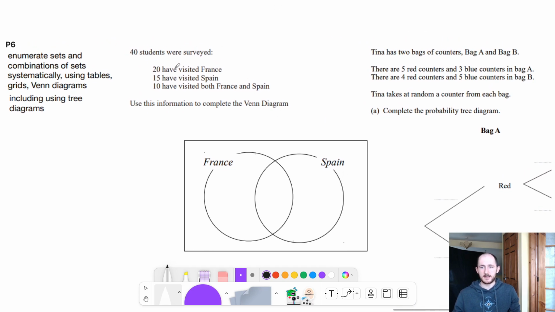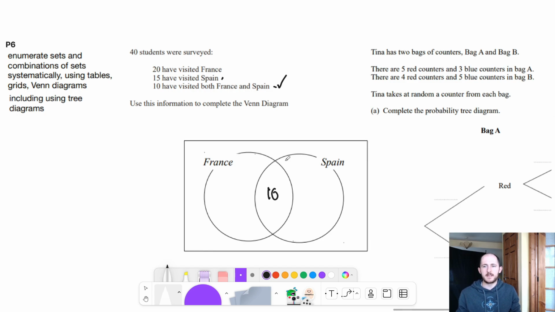40 students were surveyed. 20 visited France, 15 visited Spain, 10 have visited both France and Spain. Complete the Venn diagram. So here's what I do. I always start from the last piece of information, which is the overlap. So if there's 3 things, it will say 10 have visited France, Spain, and Germany, or whatever. So that gives me 10 in the overlap. So I've used that piece of information.